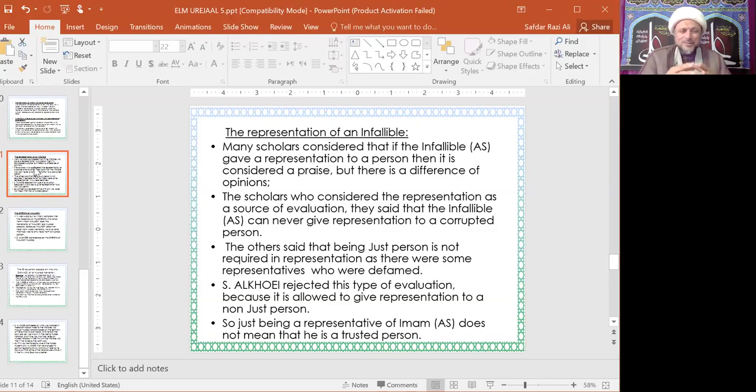So obviously we can understand that the imams might have had certain circumstances also. They had to get money from different parts of the land, and some of them were working in the government of Harun al-Rashid and other governments. Some of them were just people, some of them were not just, but they loved Imam alayhi salatu wasalam. I mean, they were alcohol abusers and something like that, for example. So Sayyid al-Khou'i rejected this type of evaluation because it is allowed to give representation to a non-just person, like he did. So being a representative of the Imam alayhi salam does not mean that he's a trusted person.